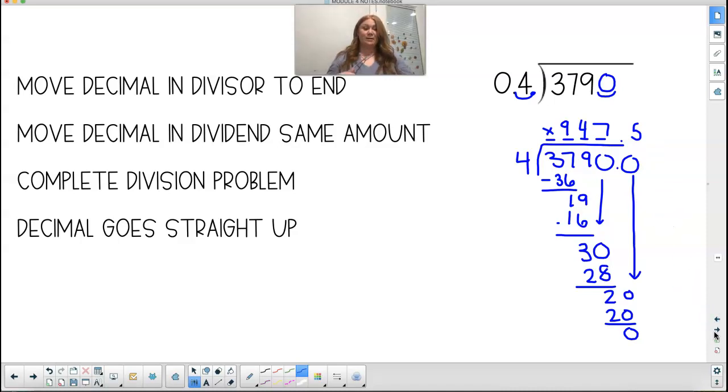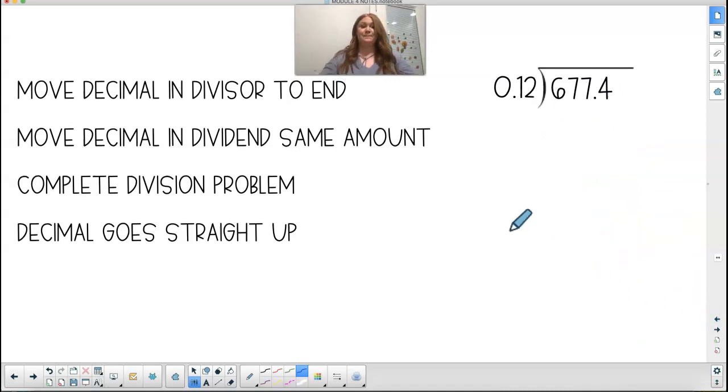So let's try one more problem here. This time we have to move our decimal 1, 2 places. It's given us this decimal, so we're going to move it 1, 2. So we moved it 10, 100. We're making this problem 100 times bigger. So we're adding on this 0 here. My decimal's here at the end.